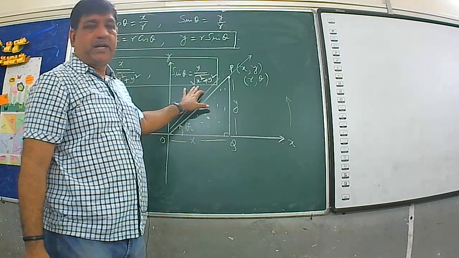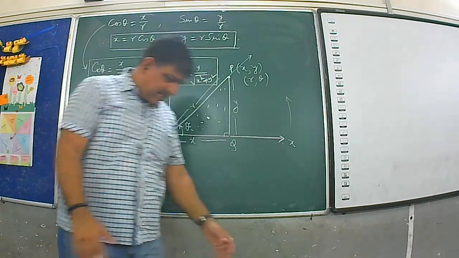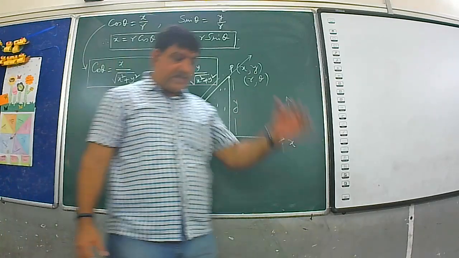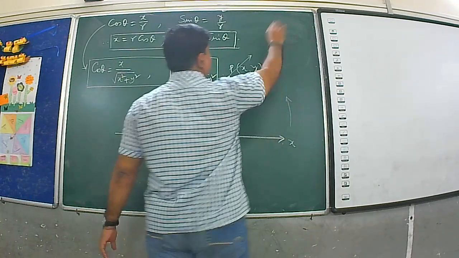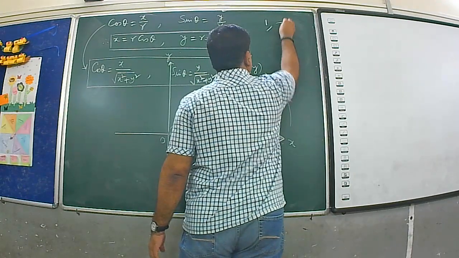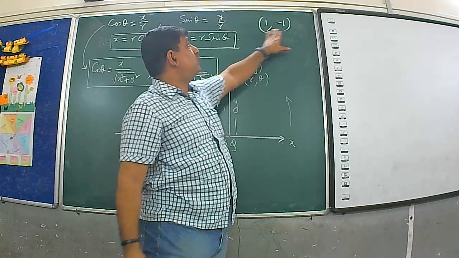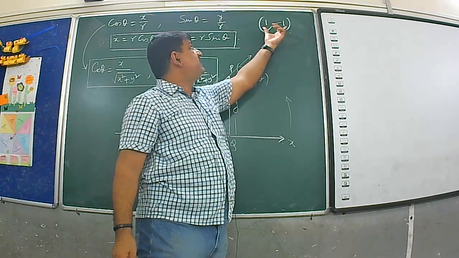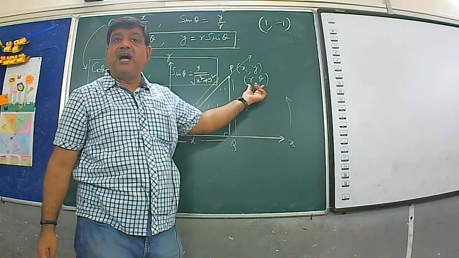Now you will get interesting problems here in coordinate geometry, which consist of a particular point whose coordinates are, say, (1, -1). Say these are the Cartesian coordinates of a point. Now write the polar coordinates of this point. Means you have to write the value of r and theta.